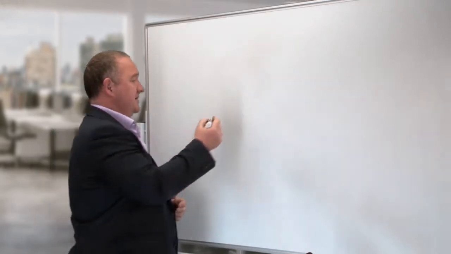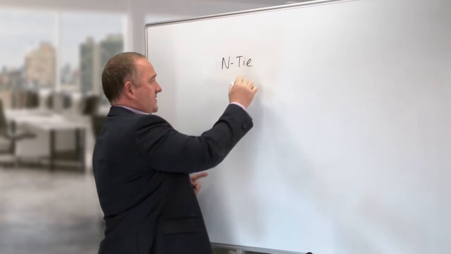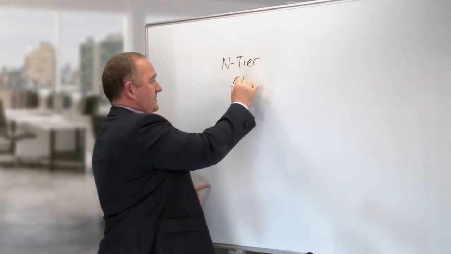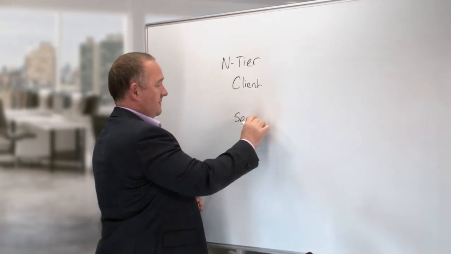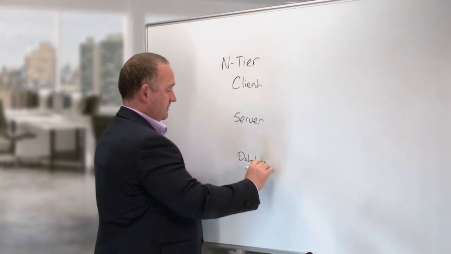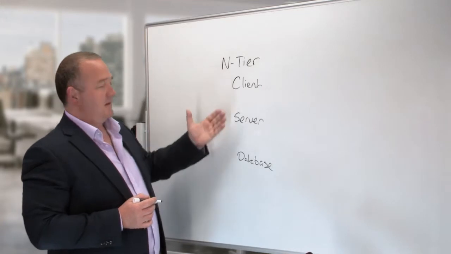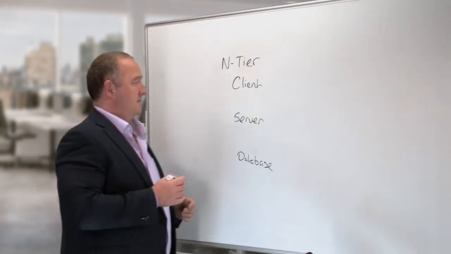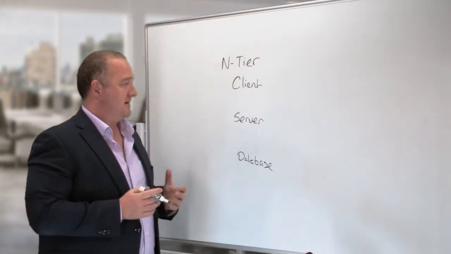To expand on the architecture of HFM, we have a number of tiers. We call it N-tier architecture. So we talk about N-tier architecture, where we have a client tier, we have a server tier, and we also have a database tier. We'll concentrate really on the client and server in this example, because the client tier is all about how you access and enter data.